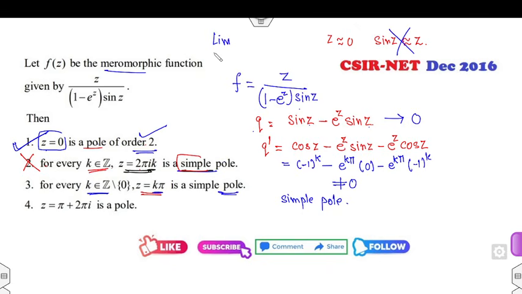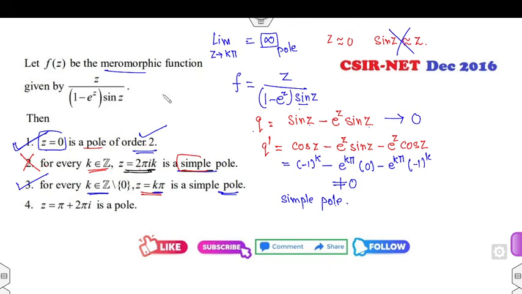You can see the limit as z approaches k pi of this function. k pi is finite, and sin k pi will be 0, so that goes to infinity. That means it's a pole, and the order is 1. Fine. Now look at that.